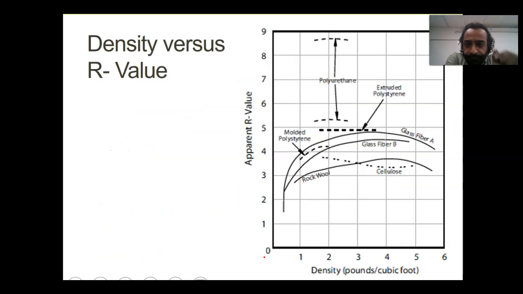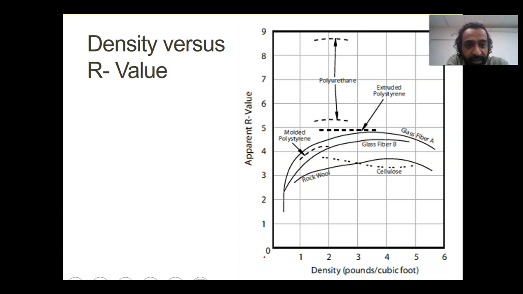Okay, so is insulation always a good idea? That's a good question. Do we always add insulation to infinity, and is it always going to be good? The quick answer is no. There's a limit to what insulation can do to reduce heat loss. And here we have a function between density and R value.